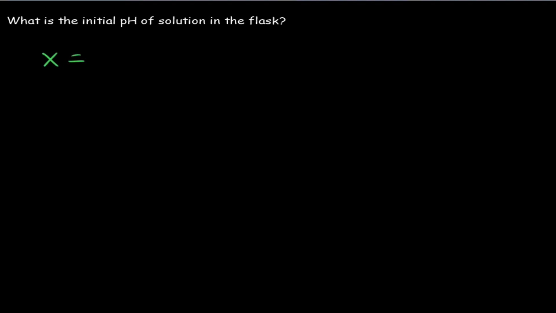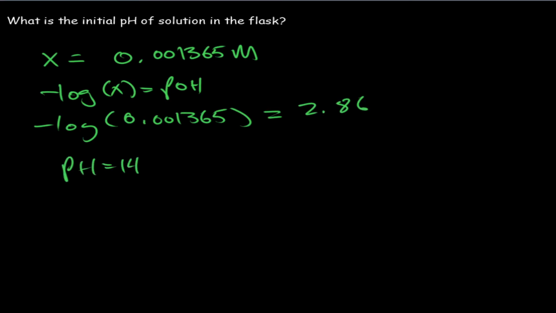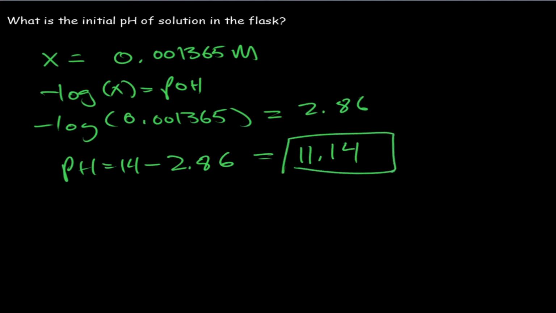So our concentration of our hydroxides was 0.001365 molar. The negative log of this value will give us our pOH. So the negative log of 0.001365 will give us a value of 2.86. And then our pH will equal 14 minus 2.86, which will give us a final value of 11.14. So the pH of our weak base in our flask is going to be 11.14. This makes sense because all we have is a weak base in our flask and no acid has been added yet.